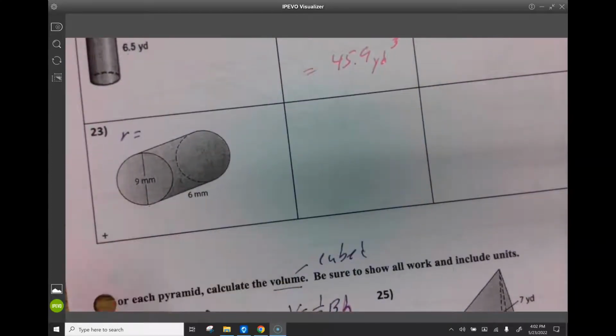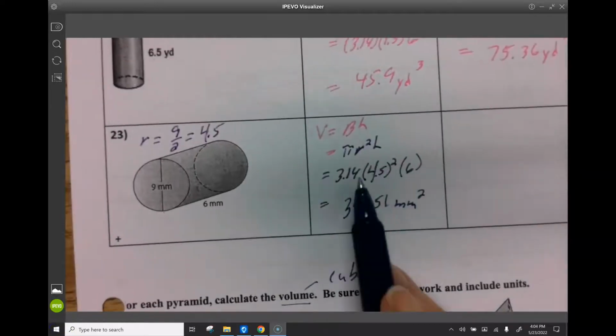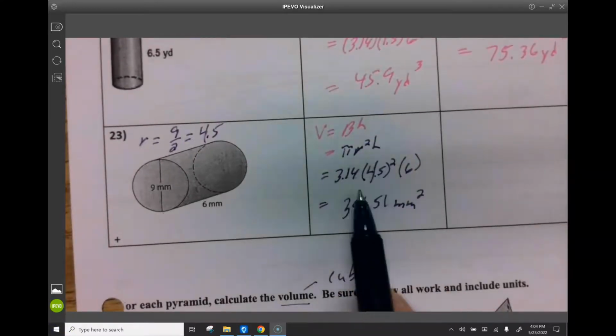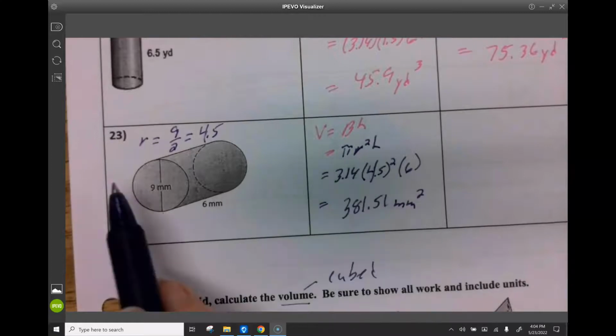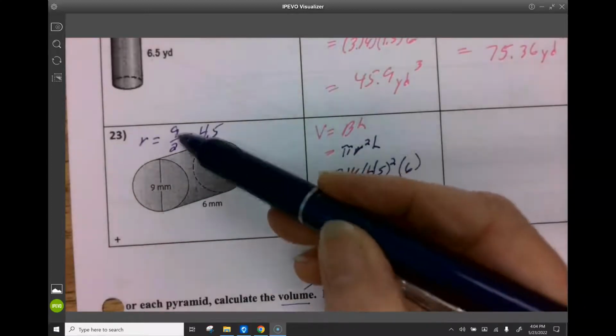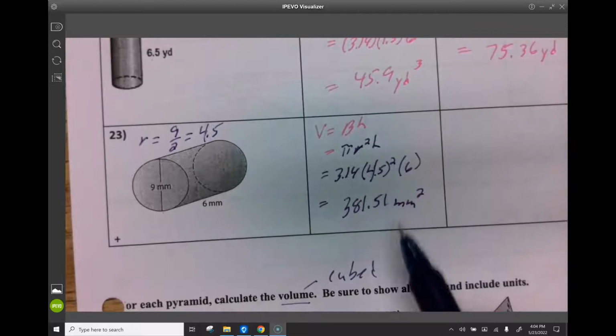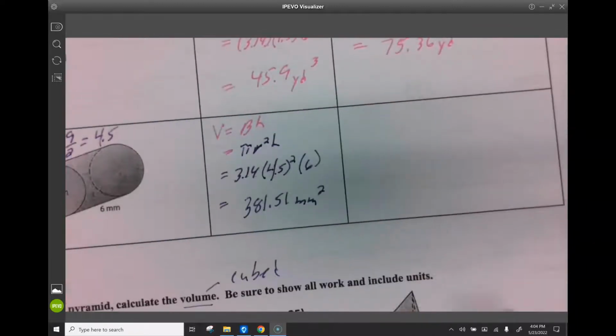Okay, number 3, I'm going to do it, you're going to do it, and then we're going to compare answers. Go. On this one, notice pi r squared h, 3.14, but we had to find the radius. This is a diameter, so we had to take 9 divided by 2 and get 4.5. So I came up with 381.51 millimeters squared. Okay, good. Let's find surface area.